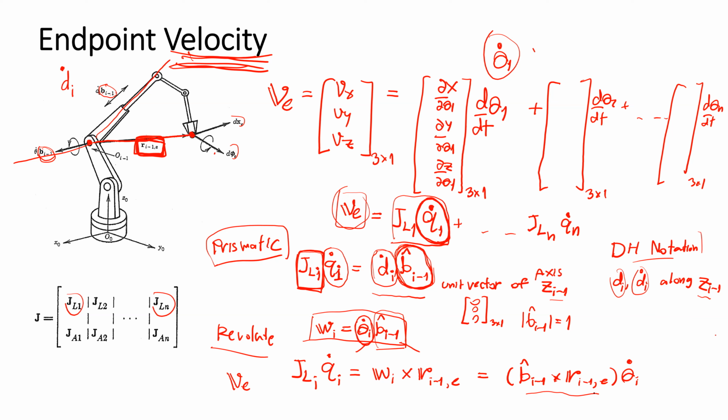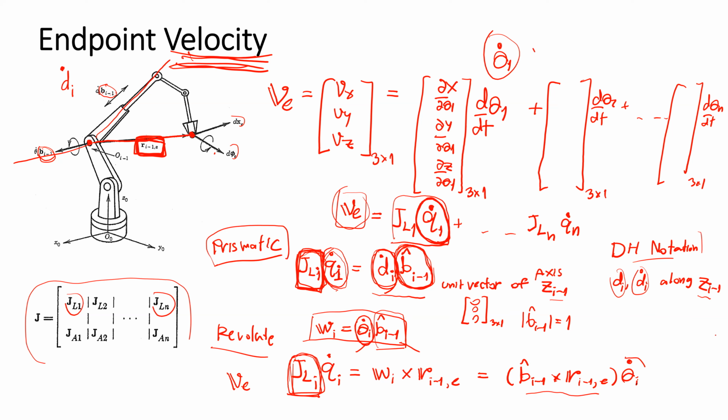So in this slide, I think you can understand what the Jacobian is, what the component is. We almost know how to obtain the component of this, because we know the joint variable, it can be prismatic or it can be revolute.